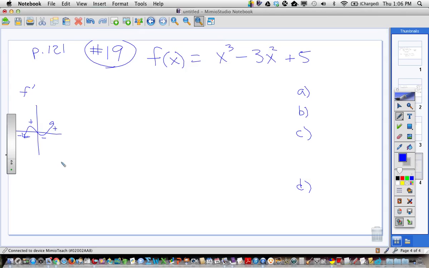I mean, think about it. That told me everything I need. Does that tell me local max min? Tells me where f is increasing, where f is decreasing. Tells me everything. And when you have an f prime graph like this, where's the first place you look? Right there. Right there. Right there. The first place you look is when f prime is 0, right?